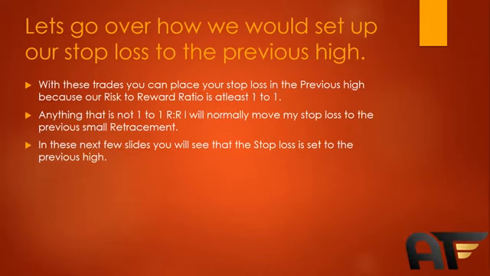Let's go over how we would set up our stop loss at the previous high. With these trades, you can place your stop loss at the previous high because the risk to reward ratio is at least 1 to 1. Anything that is not 1 to 1, I will normally move my stop loss to the previous small retracement. These next few slides, you will see that the stop loss is set to the previous high.